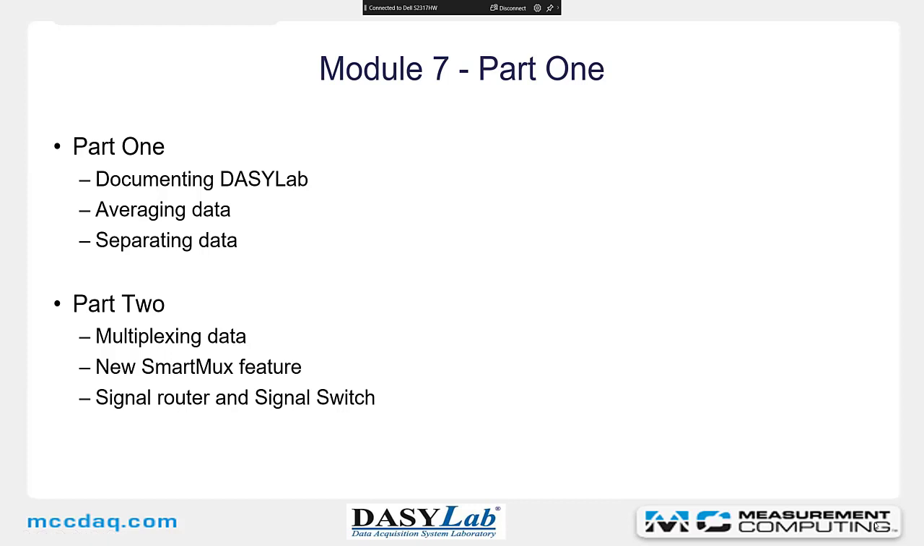Module 7 will be split into two parts to be able to keep each video under or about an hour. Part 1 will talk about documenting DASYLab, averaging data, and separating data. Part 2 will talk about multiplexing data, the new SmartMux feature, and the signal router and signal switch modules.